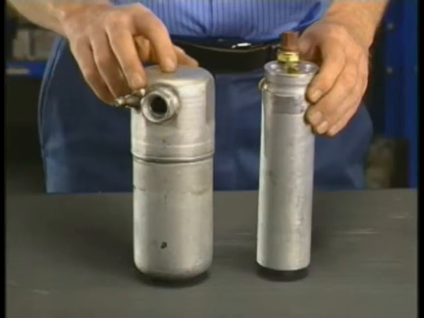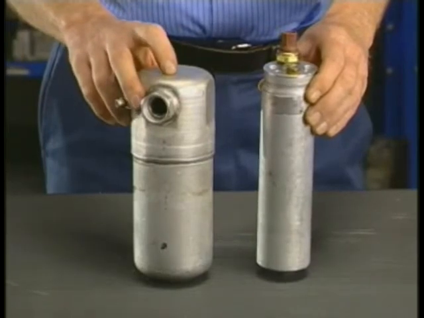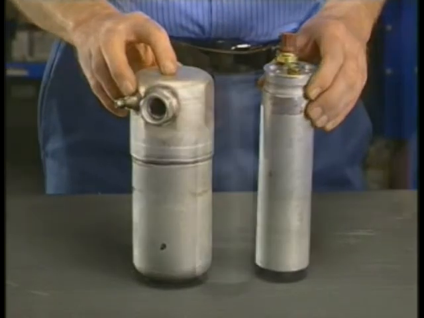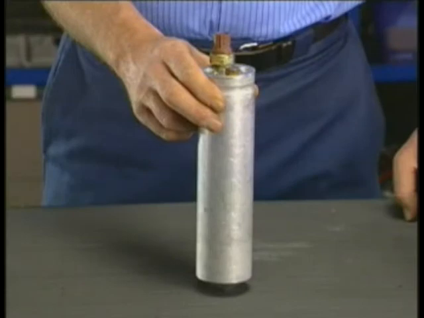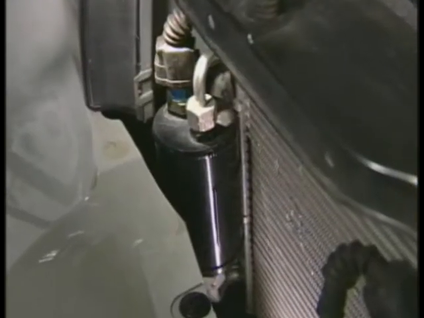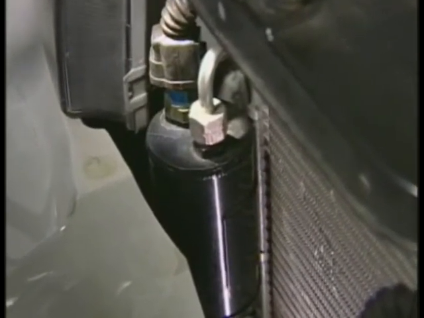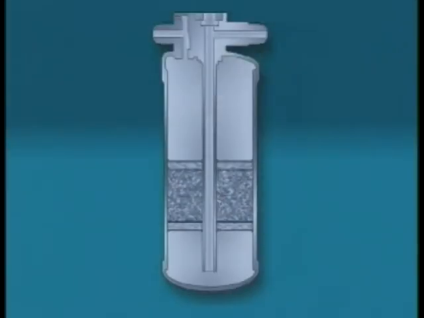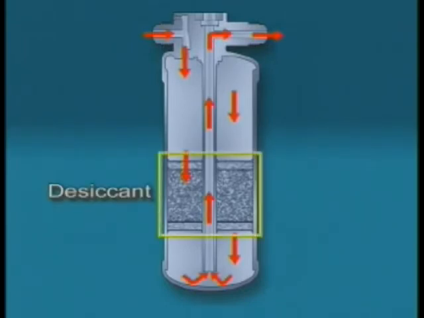While similar in function, the receiver dryer and the accumulator are somewhat different. Receiver dryers are located between the condenser and the evaporator on systems that use a thermal expansion valve as a metering device. The receiver dryer is used to store excess refrigerant to ensure a continuous supply. Receiver dryers use a desiccant or drying agent to purify the refrigerant.